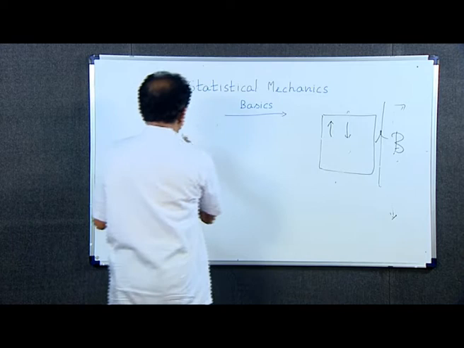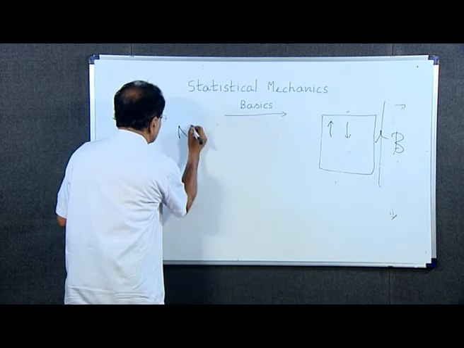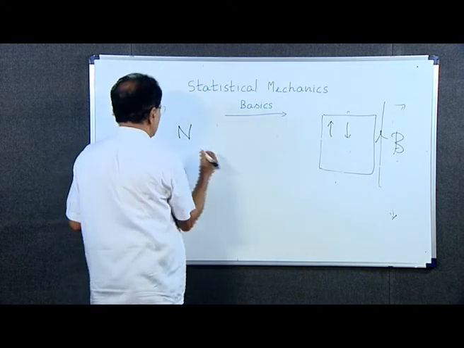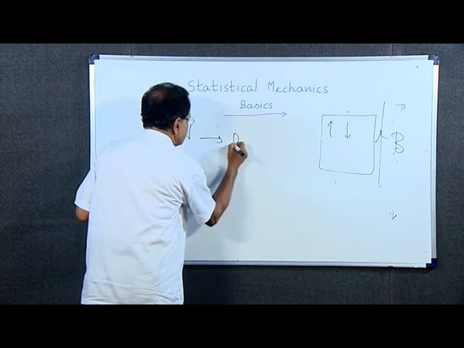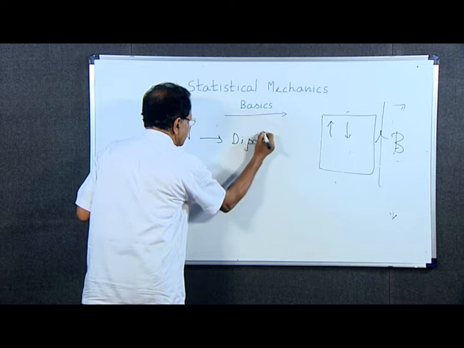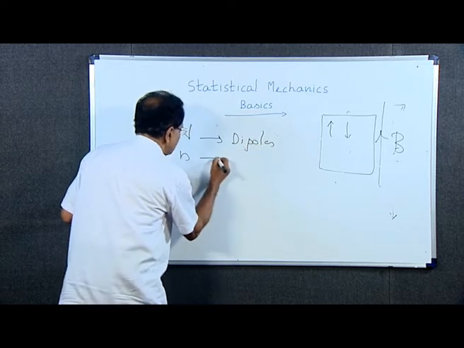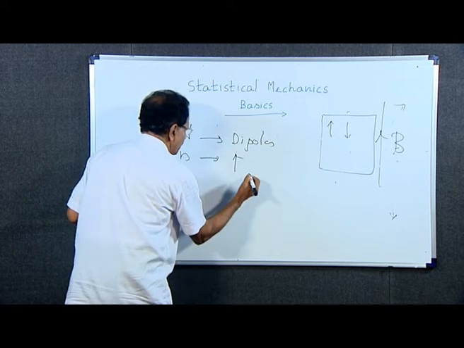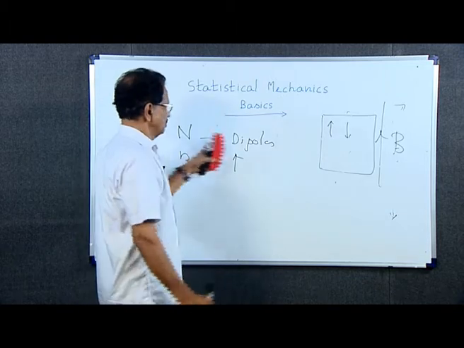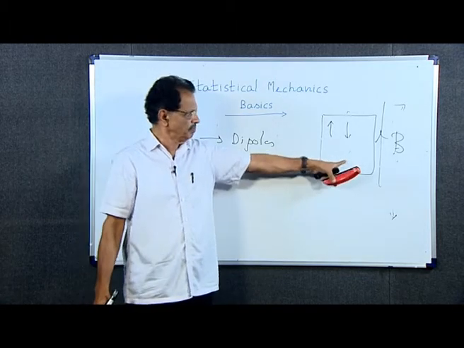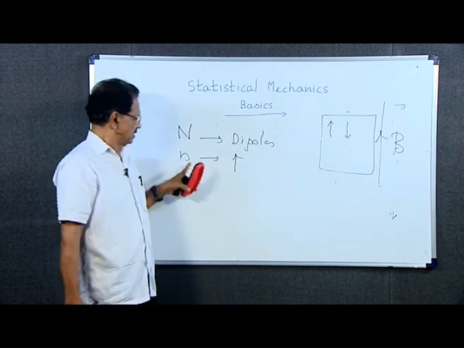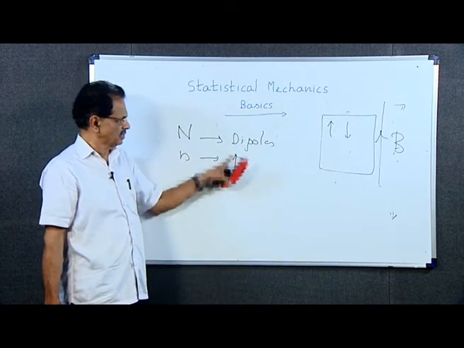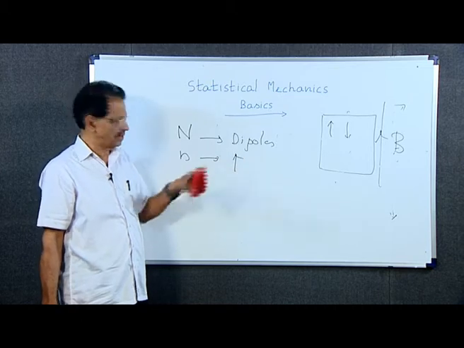So here we will try to calculate the total energy, or the macroscopic parameter, of the system for an N particle system. Suppose there are N such dipoles. This is a paramagnetic system having N dipoles, and I am assuming that small n is the number of dipoles aligned parallel to the field.